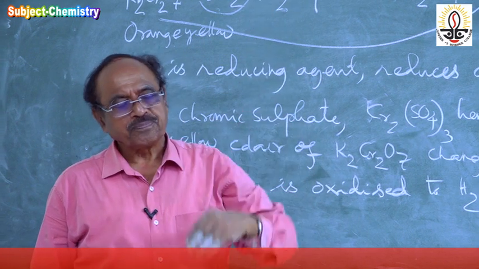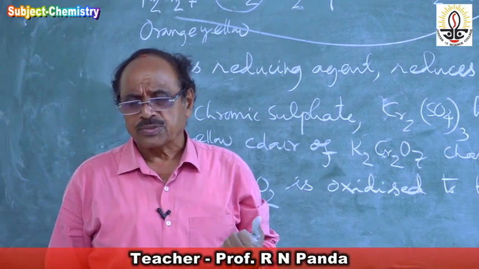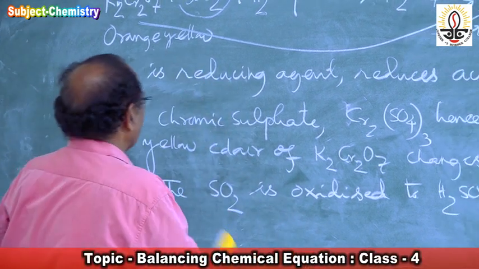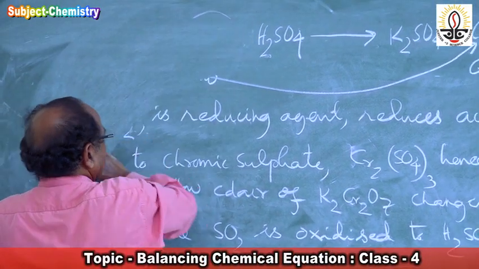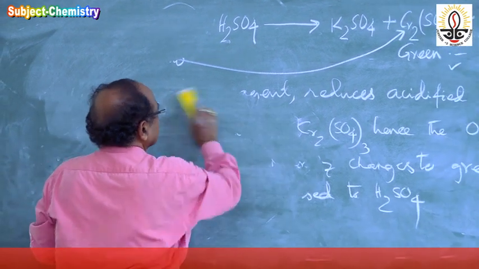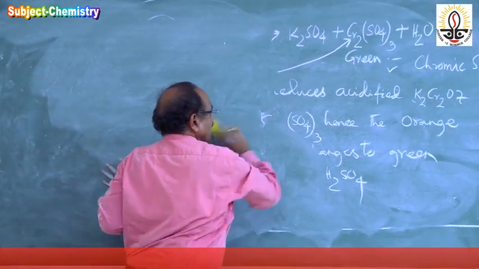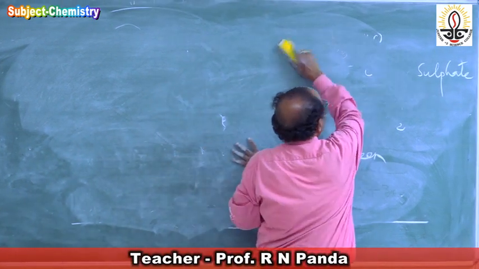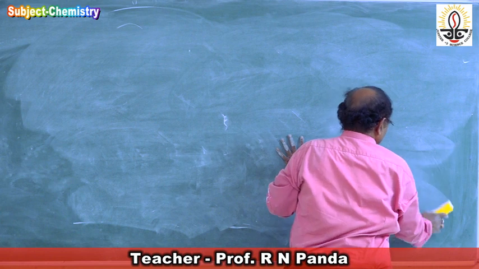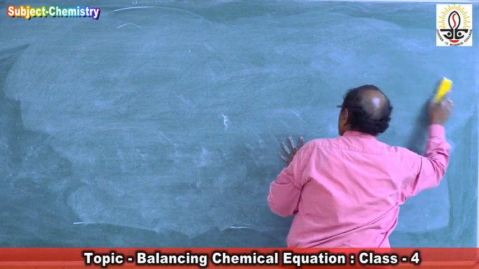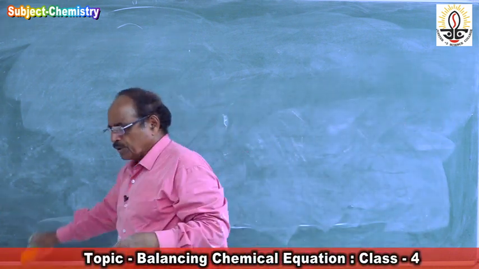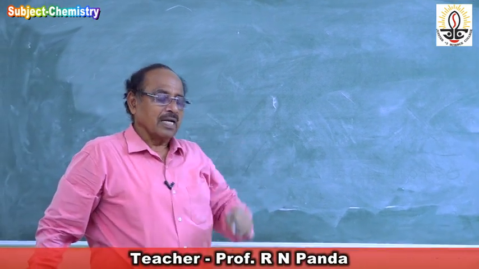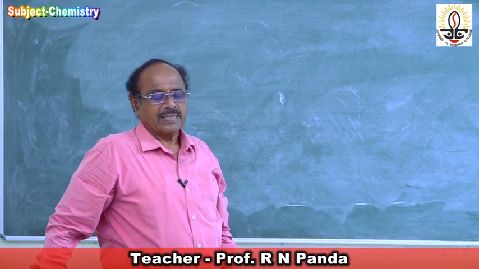Then we will go to another reaction I will show you today: copper metal with concentrated nitric acid. I will take the copper metal, add it to concentrated nitric acid, and see what is going on. I will write the reaction equation for that, and at last I will give you some 3-4 equations to do as homework, so that next class I will balance those equations.